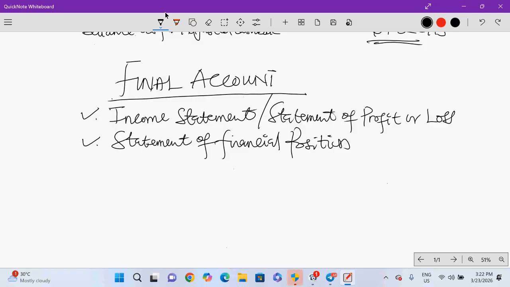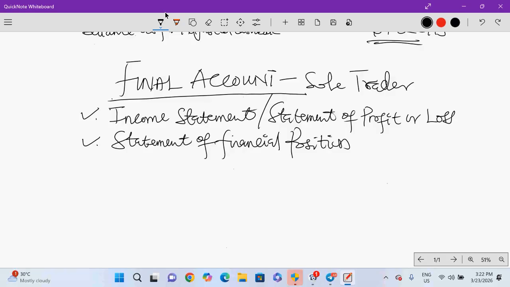And this is basically the final account of a sole trader. So here, it is centered on a sole trader. A final account for a company would be much more detailed than that of these.